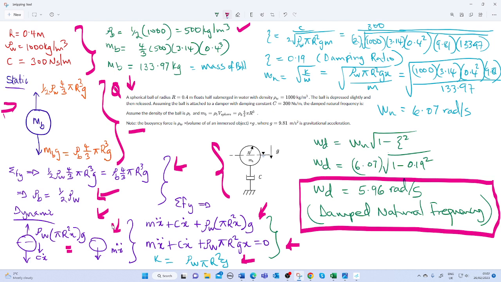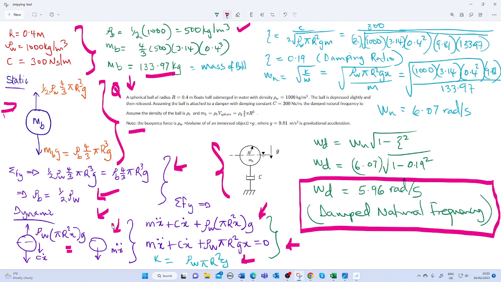Our mb equals 4 over 3 multiplied by the density of the ball multiplied by pi r cubed. That gives us mb equals 133.97 kilogram. That is the mass of the ball.